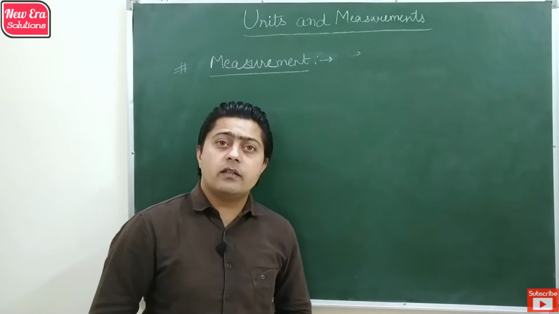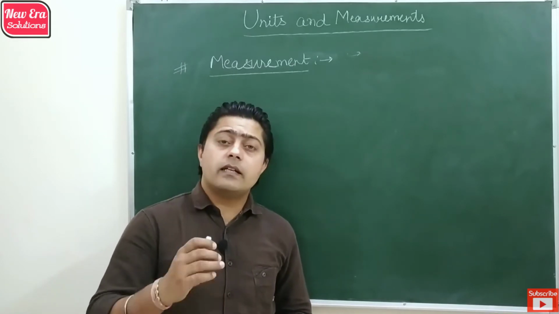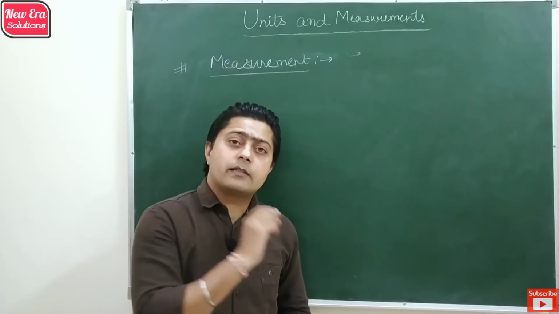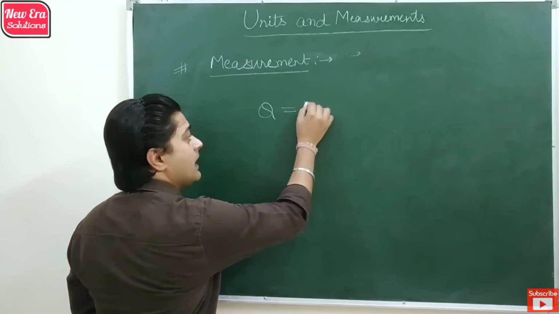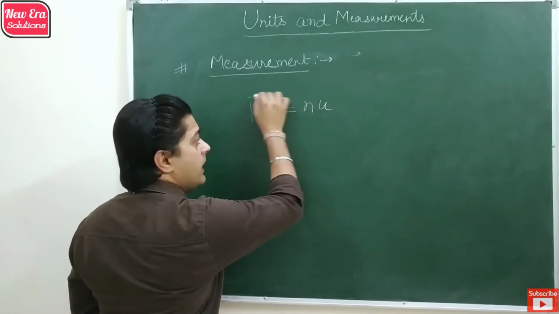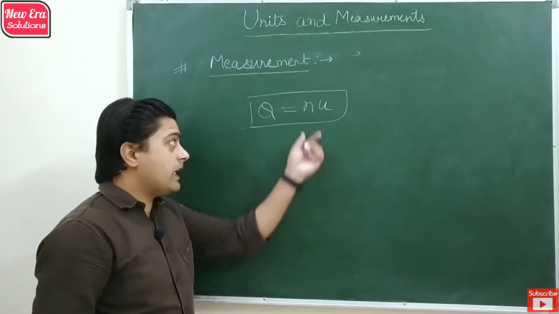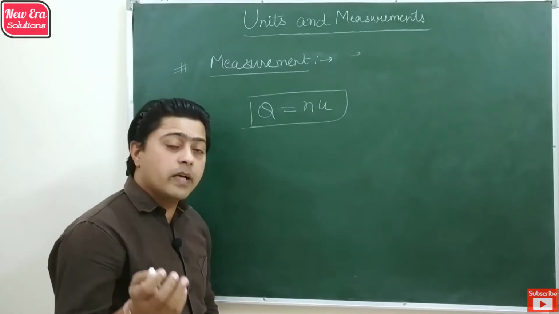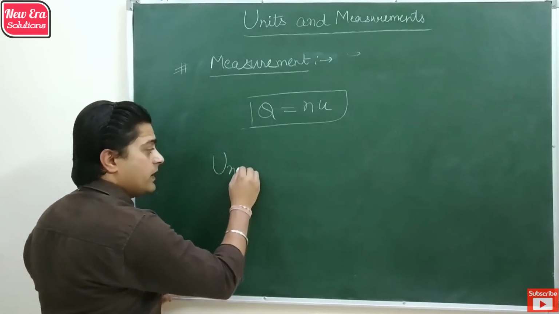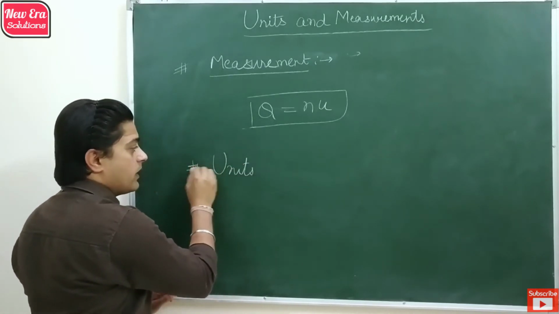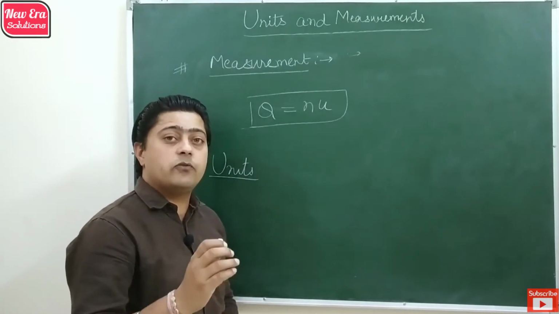So for measurement we require two important things: one is a number and the second is a unit. The expression of measurement for a physical quantity is Q = nU, in which Q represents the physical quantity, n represents the numerical value and U represents the unit. So units are basically those quantities which we use to express the measurement of any physical quantity.